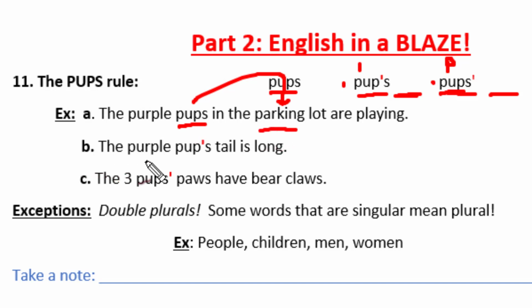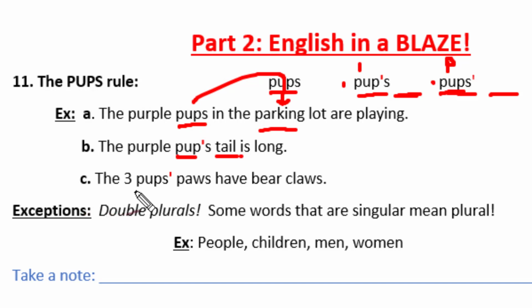B, the purple pup's tail is long. Here you see there's a mini name tag, there's possession. We put our finger over here and you see what we have left is pup. A singular pup owns a singular tail. See it? One pup owns a tail, and that tail is long. Does a pup own a tail? Yep. Good going. Let's go ahead and take a look at C.